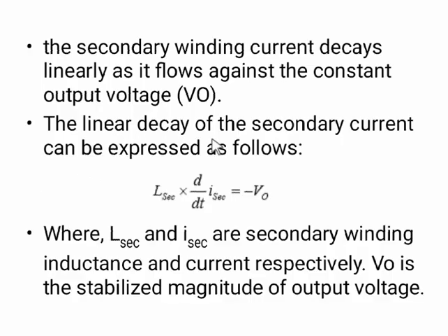The linear decay of the secondary current can be expressed by the equation: V secondary equals L secondary into di secondary by dt equal to minus the output voltage, because in mode 2 polarity is reversed. So this is the expression for the voltage and current through the inductor, where L secondary and I secondary are the secondary winding inductance and secondary winding current respectively, and V0 is the output voltage.